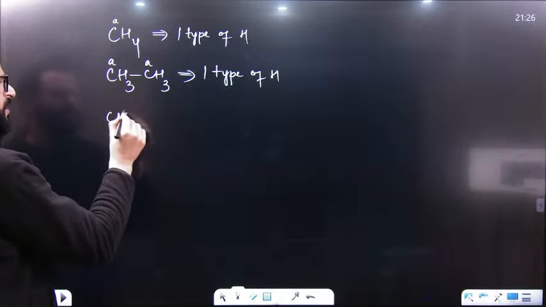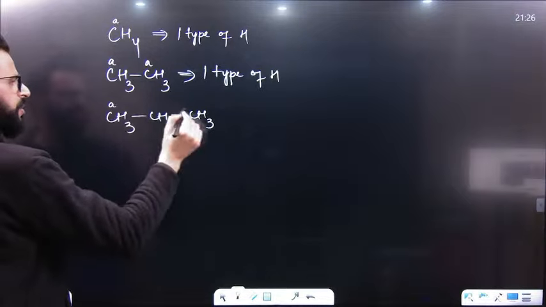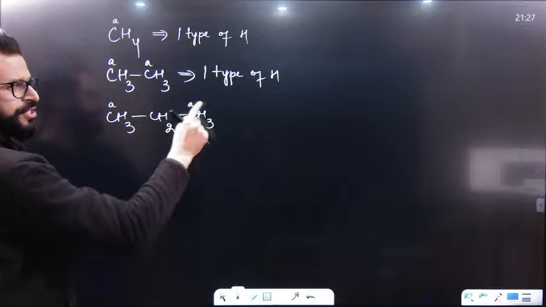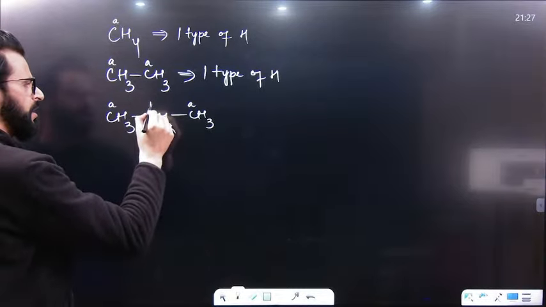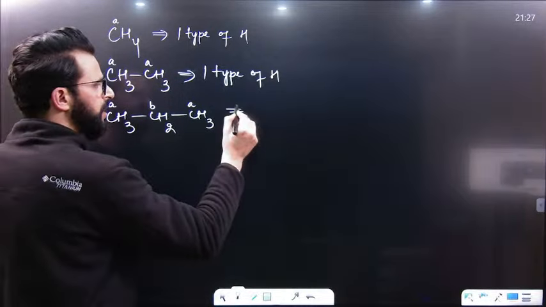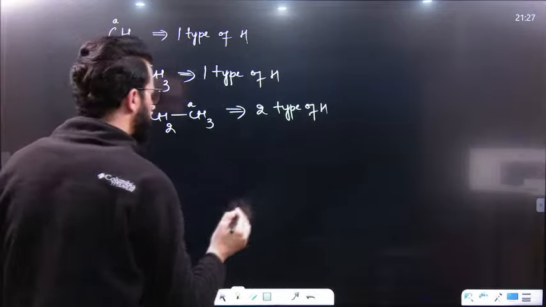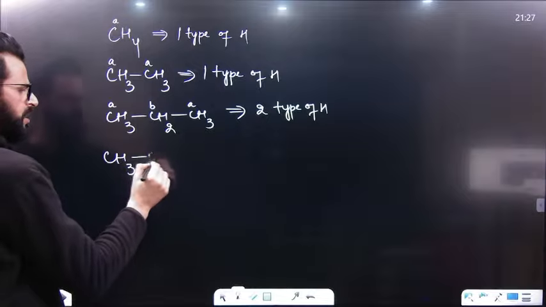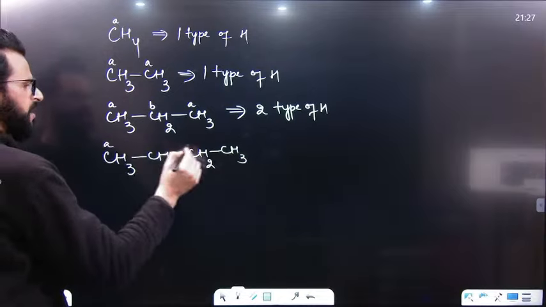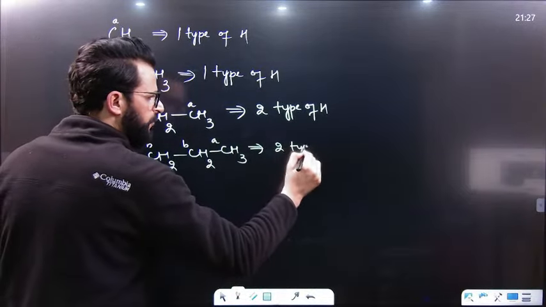Similarly, if you are having CH3 CH2 CH3, these CH3 and CH3, this carbon and this carbon, it's only one type. That means all 6 hydrogens are type A hydrogen, and this carbon is type B carbon. Hence, these hydrogens are type B. That means in total, this is having 2 types of hydrogen. Similarly, if I write down like this, CH3 CH2, this is having once again 2 types of hydrogens.